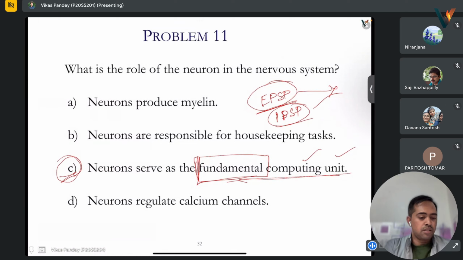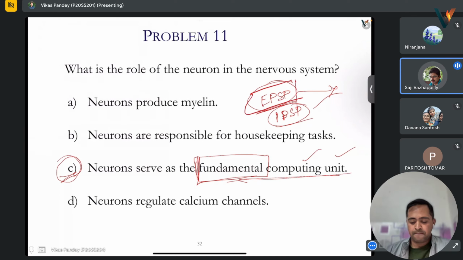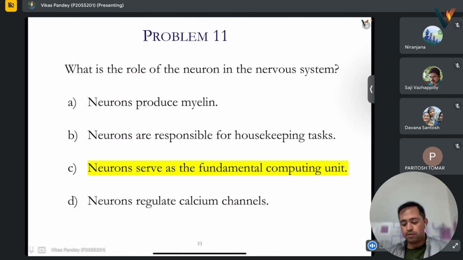I think this adding and subtraction is done in the dendrites. The neuron is only doing the first computation, adding. Branches, power gradients are coming in and it is adding. That's what sir was saying. So adding is done at these levels, and the neuron serves as the fundamental computation unit.